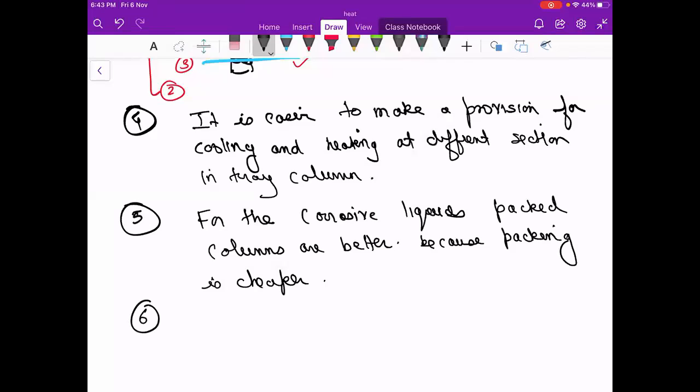Sixth point, pressure drop is more in the tray column, which means it is relatively less in the packed column. So for corrosive liquids, we will prefer packing. Packed columns have a low pressure drop.